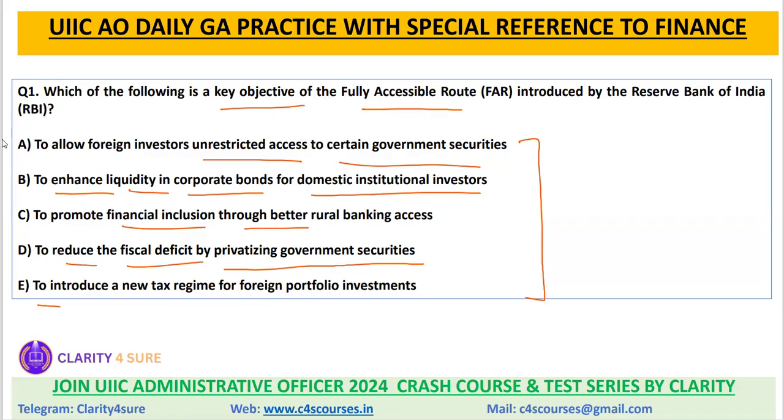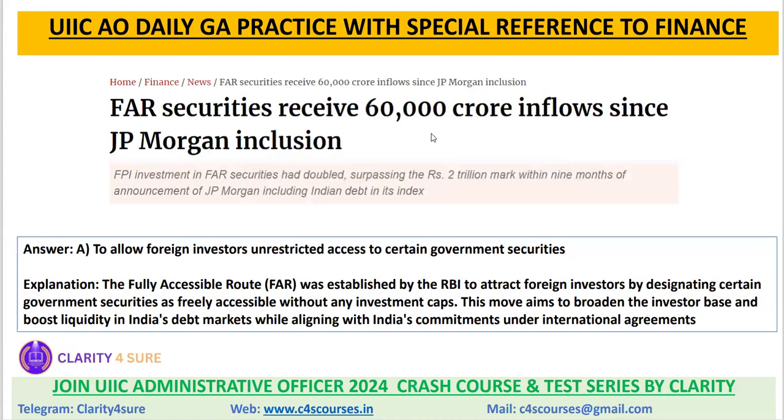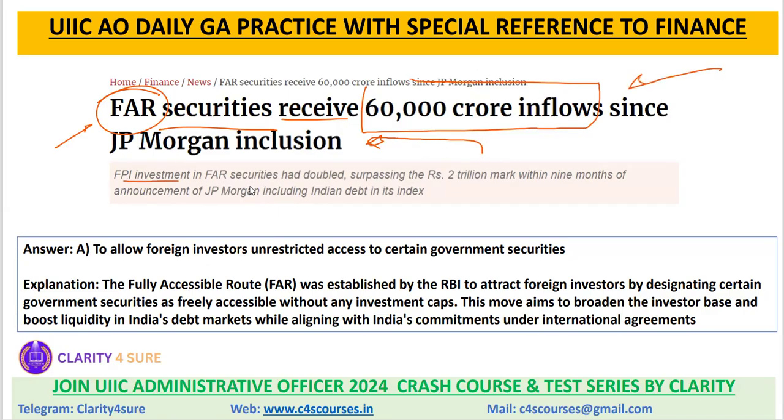So the correct answer for this is A, that is, to allow foreign investors access to certain government securities. Okay. So why is this in the news? A news article came saying that FAR securities received 60,000 crore inflow. Since our government bonds have been included in the JP Morgan index, 60,000 crore inflows have taken place. So FPI investments in FAR securities have doubled, surpassing the 2 trillion mark.